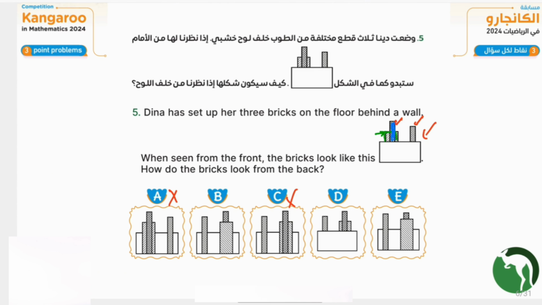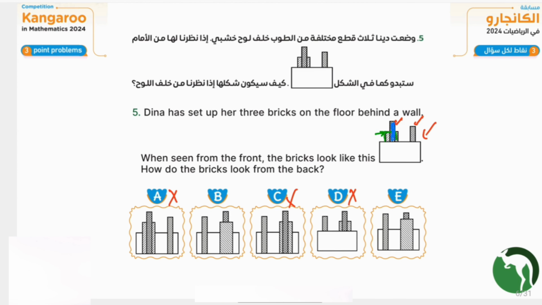Now we have D. D also is not correct, of course, because we are still seeing the wall at first. We just replaced the two bricks here. So this one is also not correct. Now we have either B or E. So is E the correct answer or is B the correct answer?